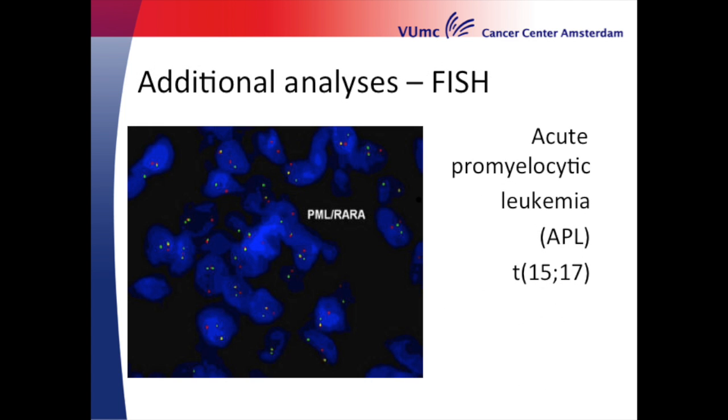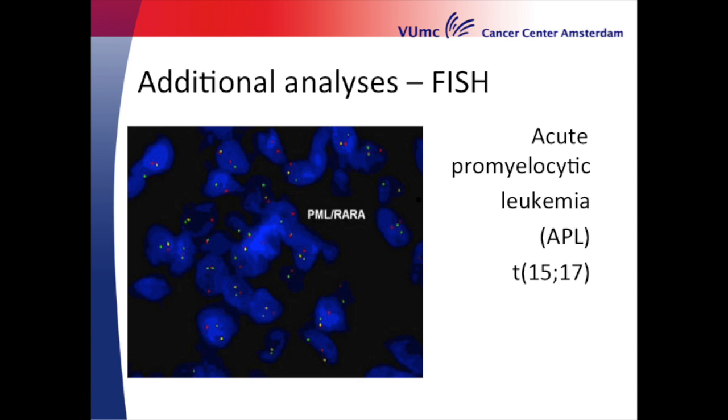In some cases, FISH, fluorescence in situ hybridization analysis, may detect gene rearrangements that are present in low frequency and not observed in initial chromosomal analysis. And FISH uses fluorescent probes to bind in a complementary fashion to the particular chromosomal segments to be investigated. As an example, I show you the results of FISH analysis in a patient with acute promyelocytic leukemia.